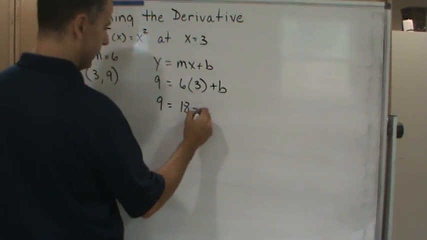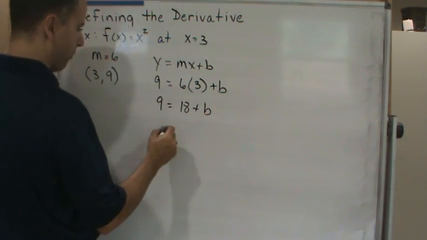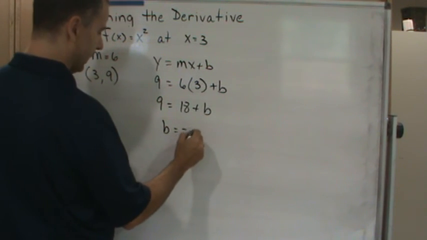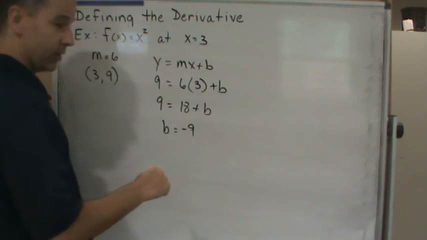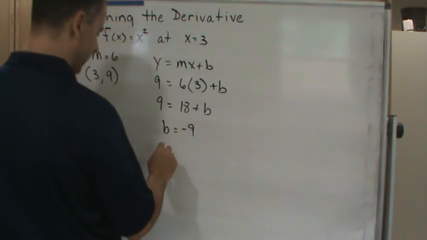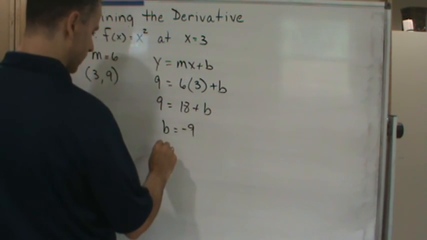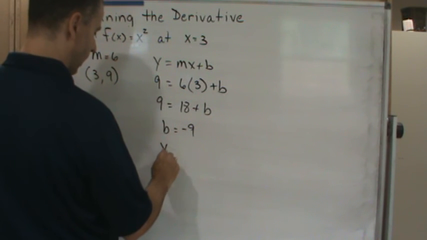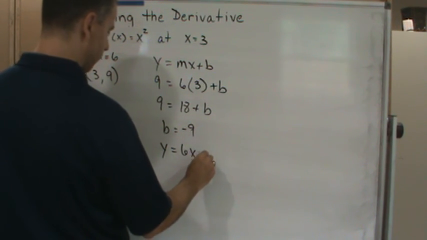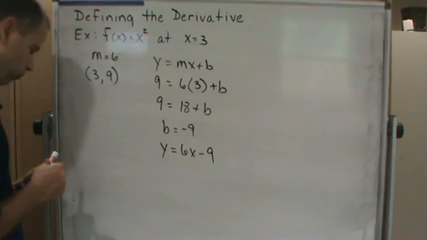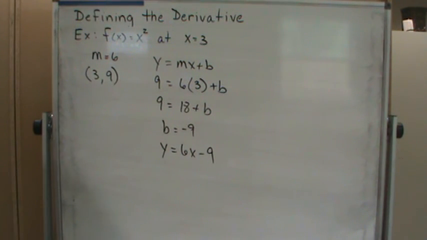9 equals 18 plus b, and so b equals negative 9, and there's your formula for the equation of a line, the tangent line, which in this case is going to be y equals 6x minus 9. And that's the equation of the tangent line going through the point (3, 9).